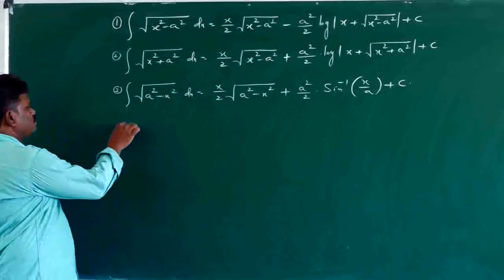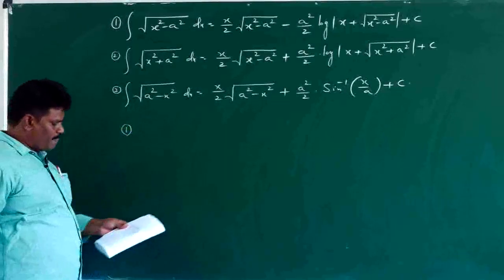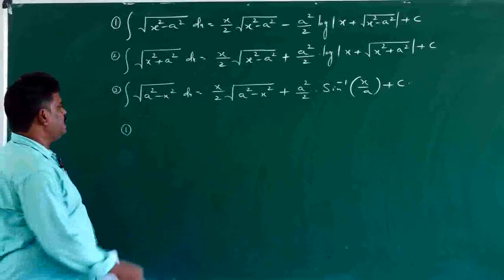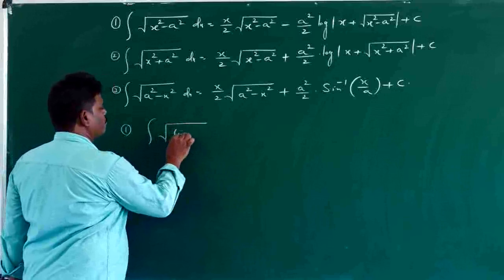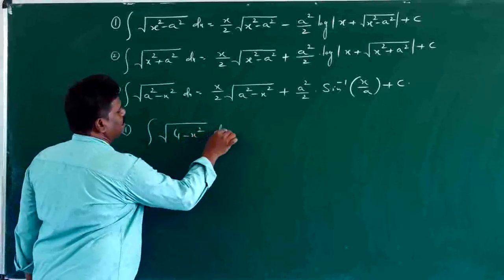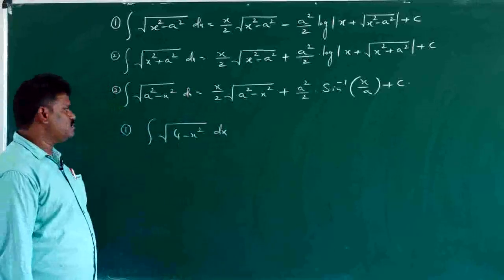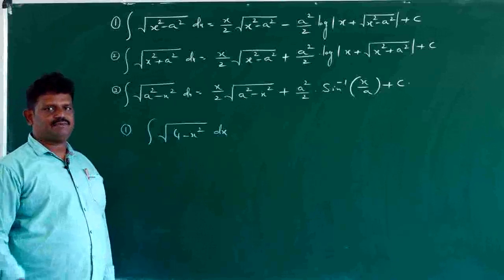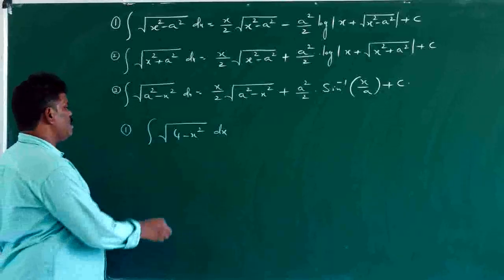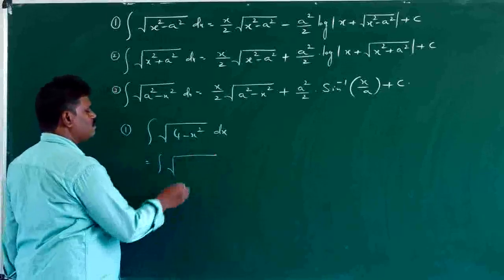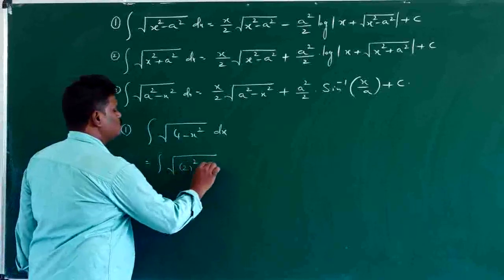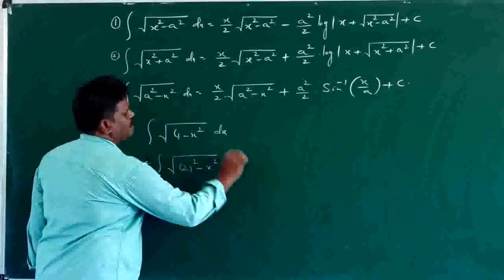So first question, integral square root of 4 minus x square dx. Integral square root of 4 minus x square dx. Now here we convert it into standard form: integral square root of 4, meaning 2 square minus x square dx.